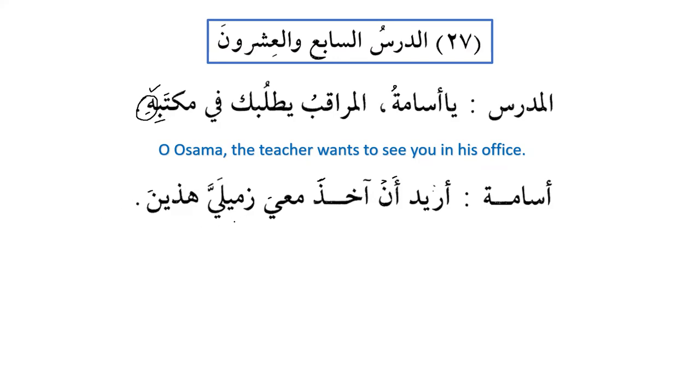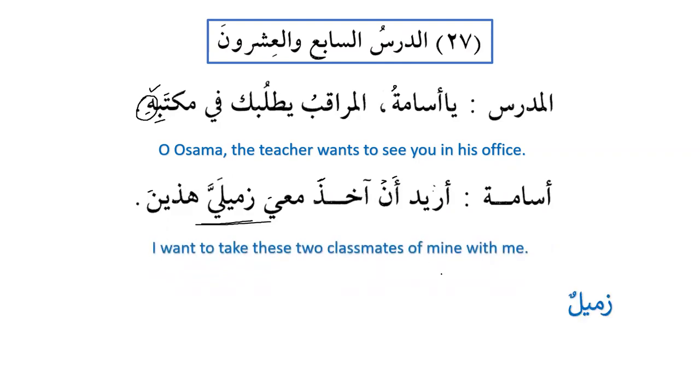Zamilayya. Any idea about this, zamilayya? As we know, the singular is zamilun, and then we have the dual. The dual is zamilani, and in the nasb and the jar it will be zamilaini. All right. Now, what do we want to use? We want to use the ya al-mutakallim with that, so it becomes zamilaini plus ya al-mutakallim.